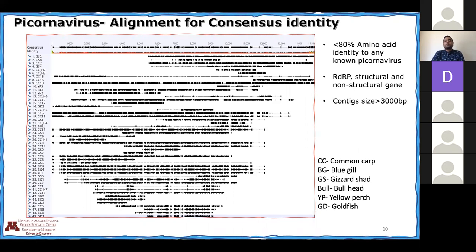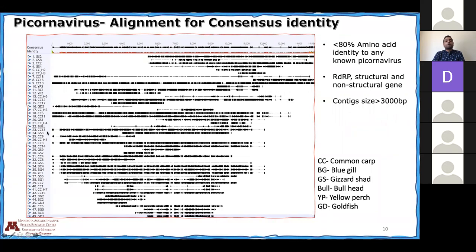So the first criteria was that we take those sequences, or contigs, which have lower than 80% amino acid level similarity, and the sequence or contig size should be more than 3000 base pair. So on the left hand side here, you can see the consensus identity, and these are the different fish names, and the numbers here are the different contig numbers.